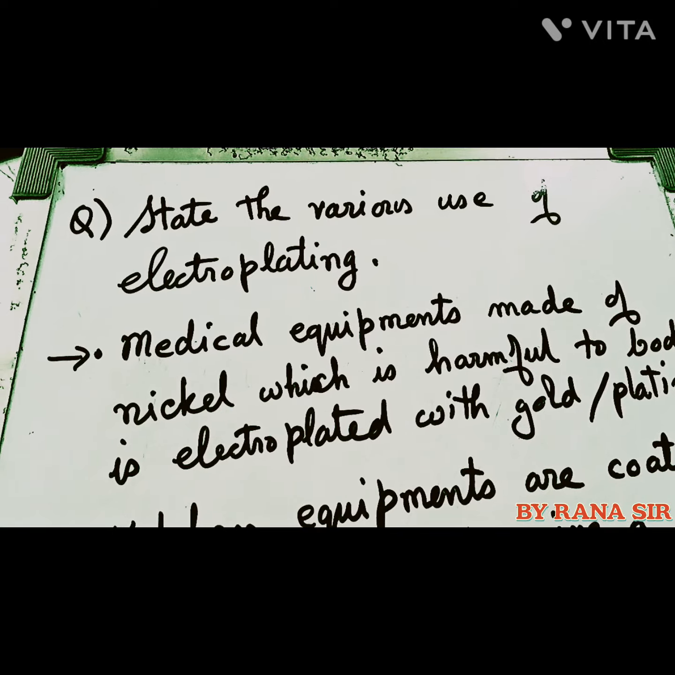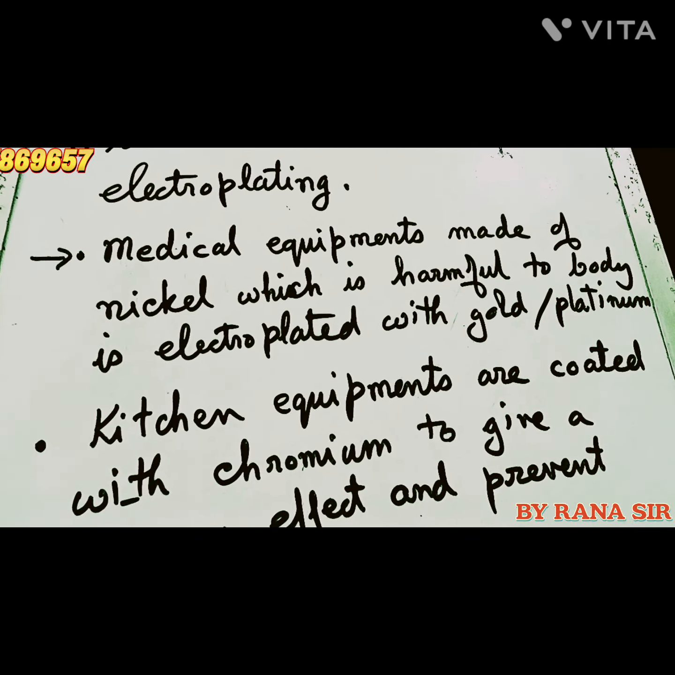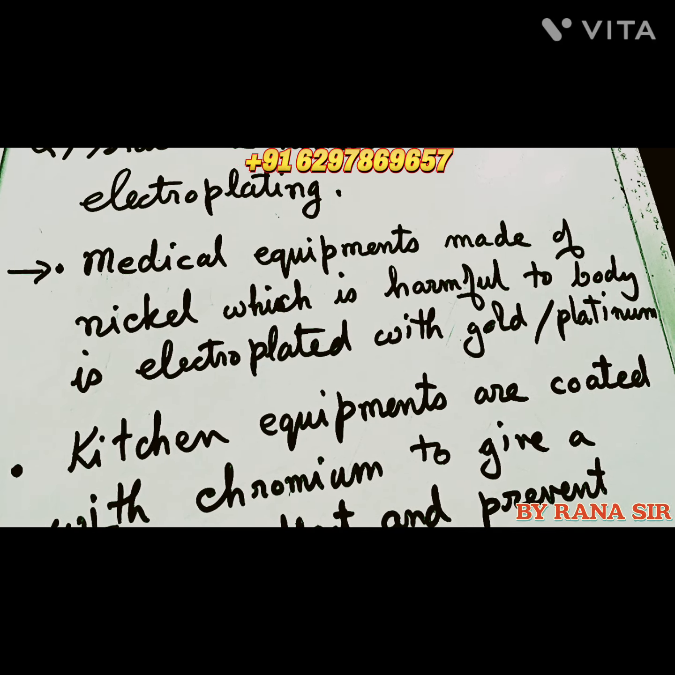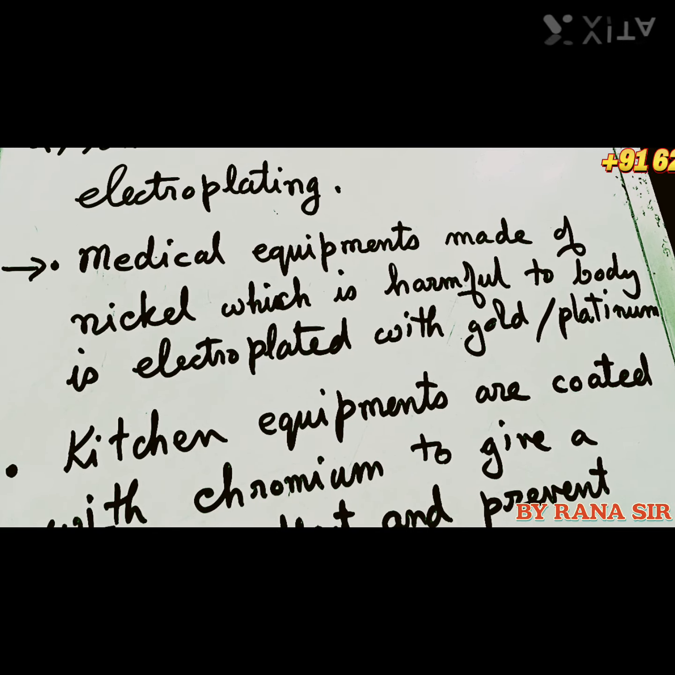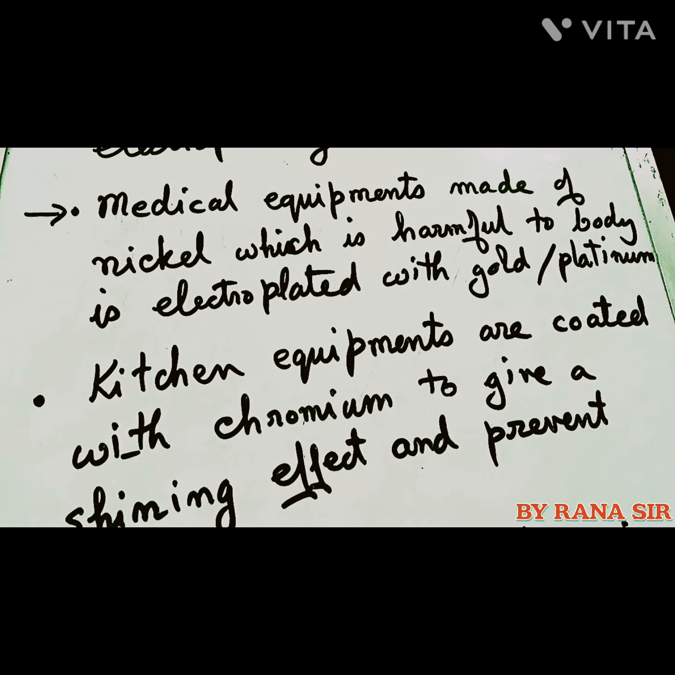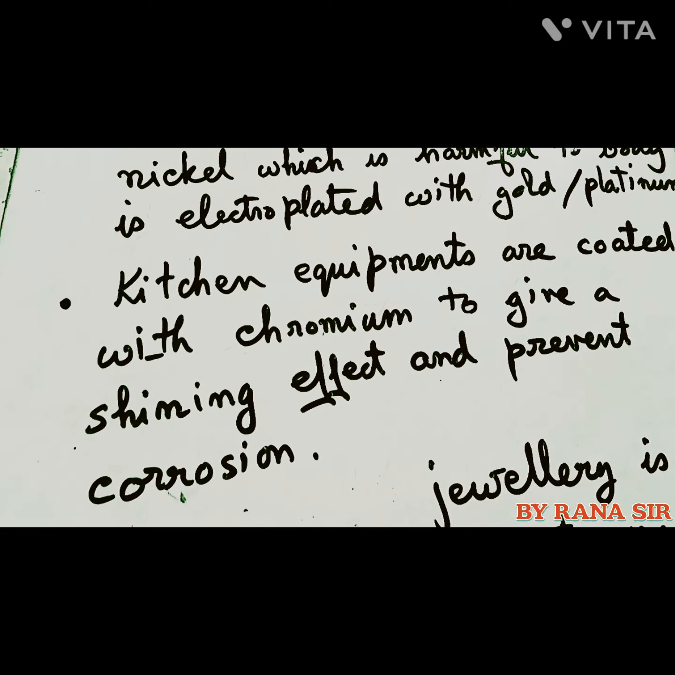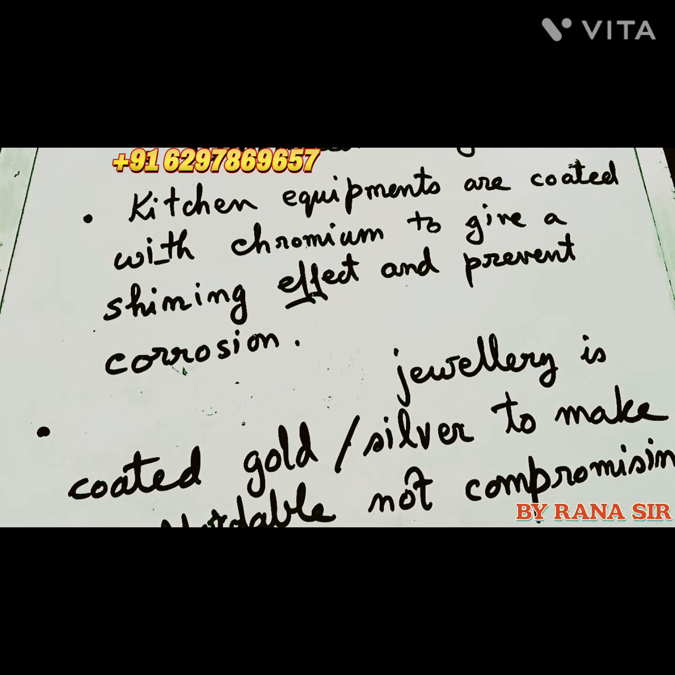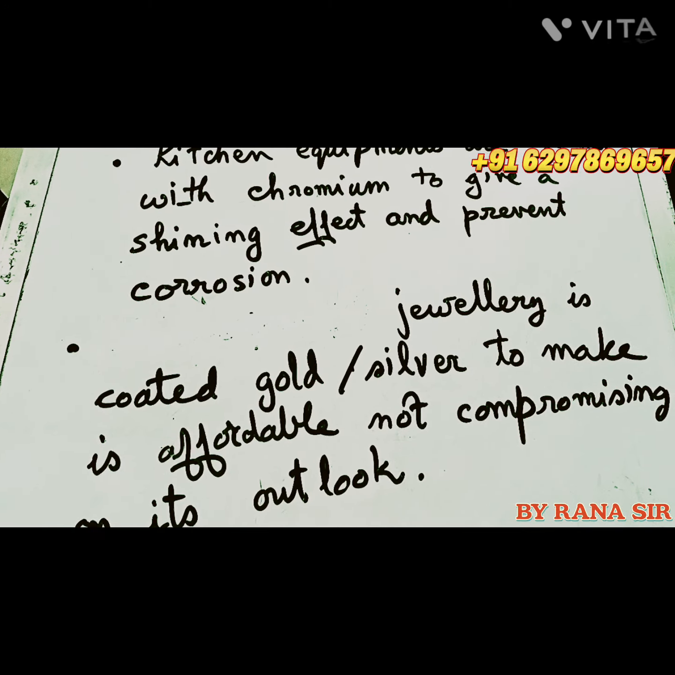So the next question is, state the various uses of electroplating. First, medical equipment is made of nickel, which is harmful to the body. Hence, it is electroplated with gold and platinum. Second, kitchen equipment is coated with chromium to give a shining effect and prevent corrosion. Third, jewelry is coated with gold and silver to make it affordable, not compromising its look.